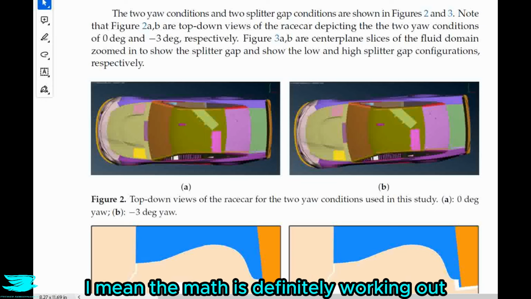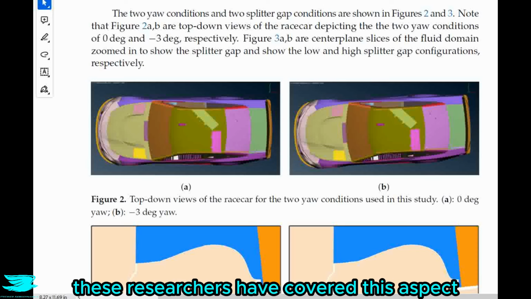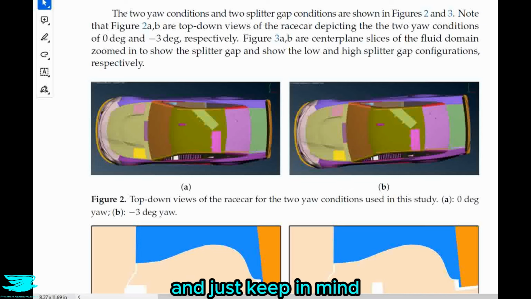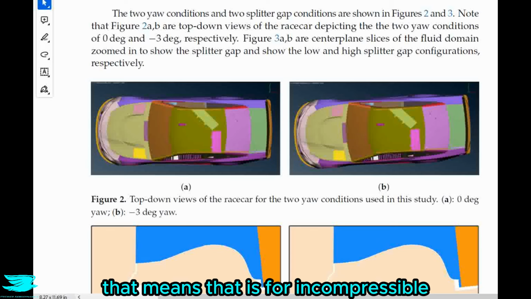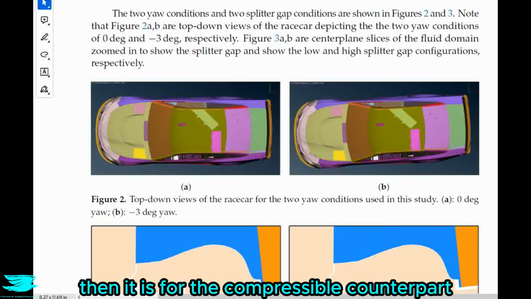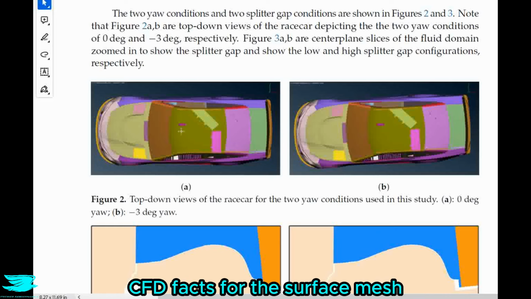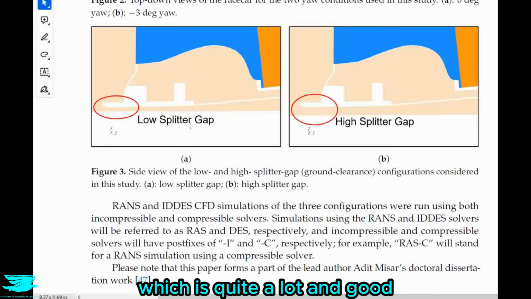I mean, the math is definitely working out, and we'll see in this paper as well if it potentially is as well. So I'm really happy to see these researchers have covered this aspect, and I can't wait to see what they found for their NASCAR. And just keep in mind that when you see an I after something like RANS I, that means that is for incompressible. And when you see a C after something like RANS C, then it is for the compressible counterpart. And just mentioning CFD facts, for their surface mesh, for their NASCAR here, they used 13 million cells, which is quite a lot and good.